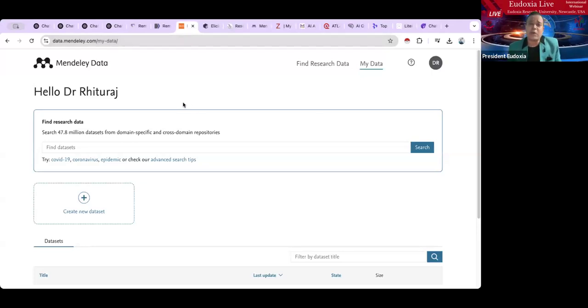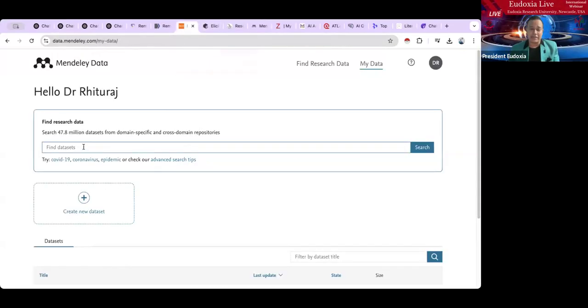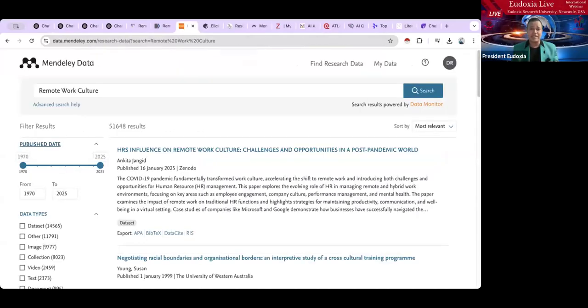Now you see that qualitative research design. And if we want to go with the same topic, again I am going with remote work culture. And I want to go now with the Mendeley database. So find the database, let us paste it. And here we go. So we can see here how to use the Mendeley database. Don't confuse Mendeley and the Mendeley database. Both are different, and we need to understand that.